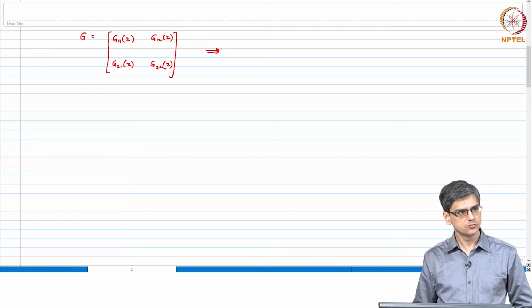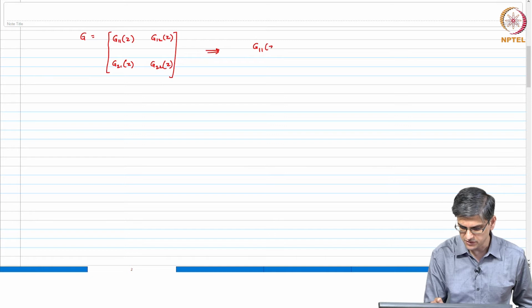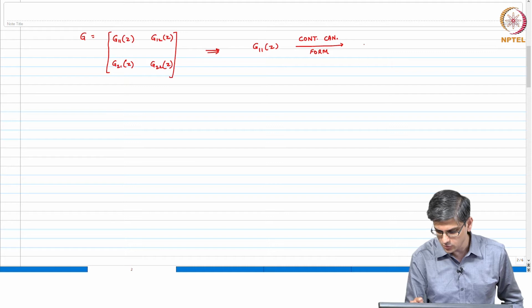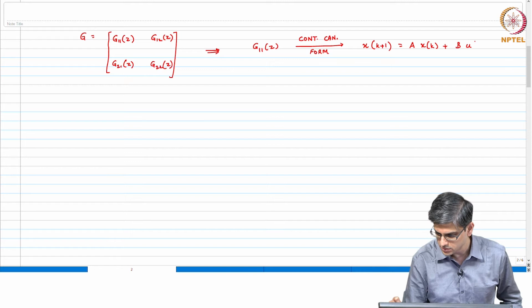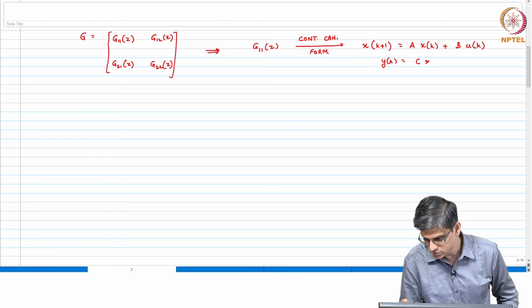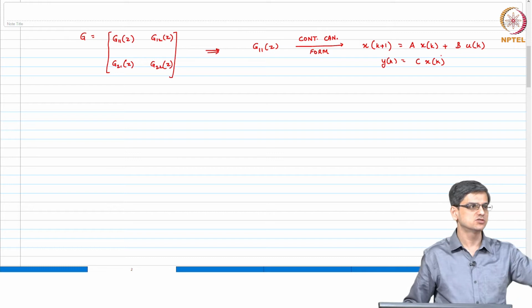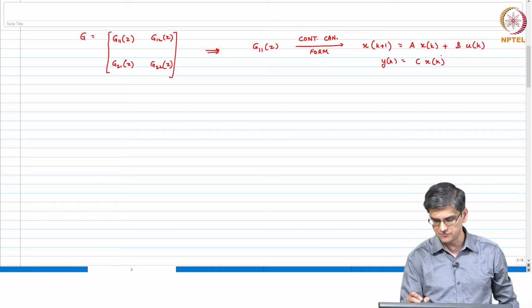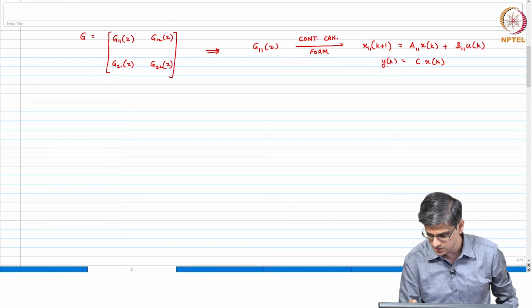Let's look at G11(z) itself. Yesterday we talked about using a controllable canonical form. Once you use a controllable canonical form, you will get a model in terms of x(k+1) equal to A x(k) plus B u(k), and y(k) equal to C x(k). Let us give subscripts, because we are going to do this independently for 11, 12, 21, 22. Because it is G11, let us call it x11, and call these A11, B11, C11.